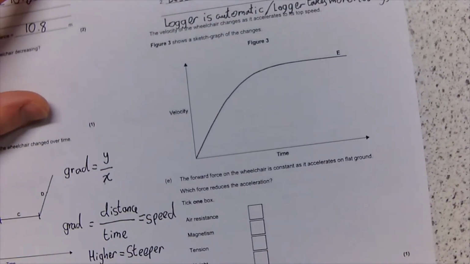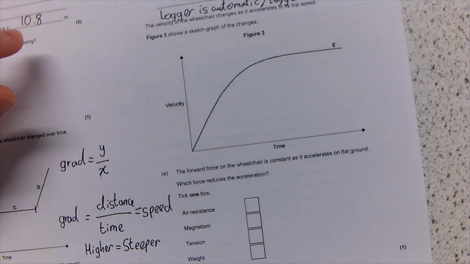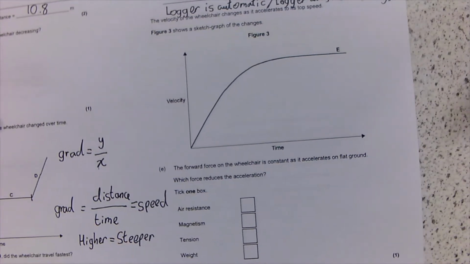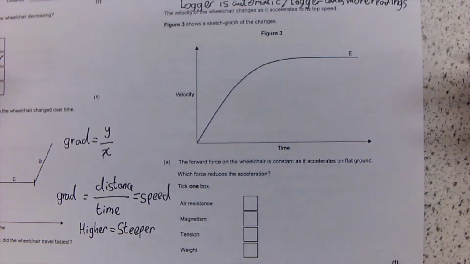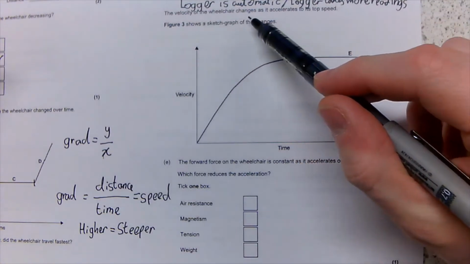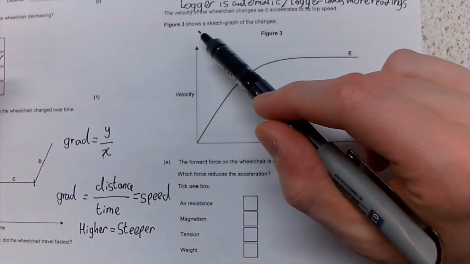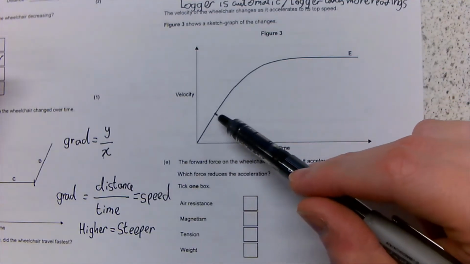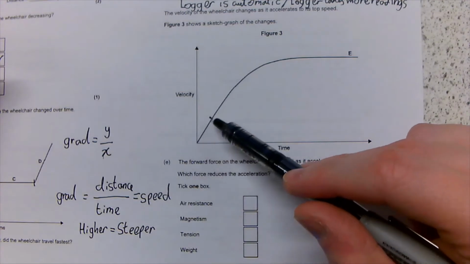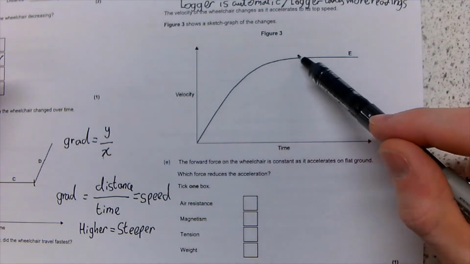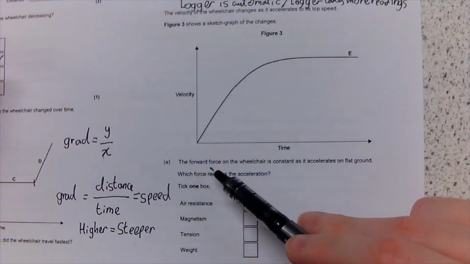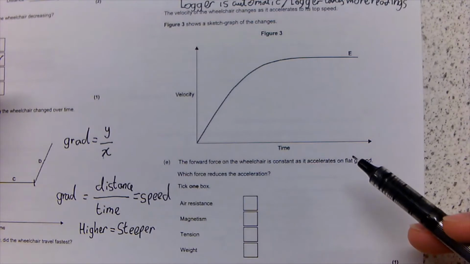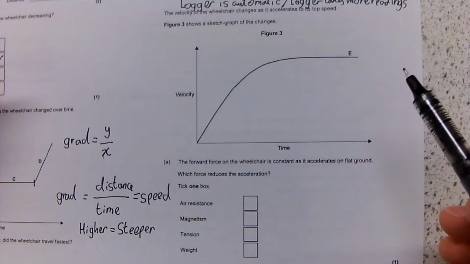Okay, part E of this question, the not quite penultimate part of question 1. Figure 3 shows a sketch graph of how the velocity of the wheelchair changes as it accelerates to its top speed. So here's our constant speed of 2.4. We then accelerate, perhaps at some point here. We are accelerating and eventually reach our top speed here. The forward force on the wheelchair is constant as it accelerates on flat ground. Which force reduces the acceleration?